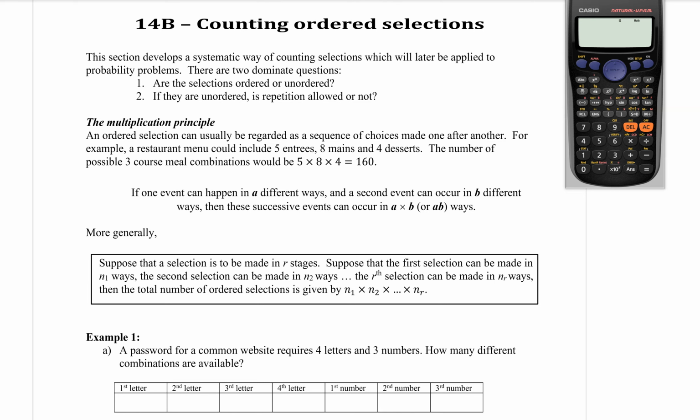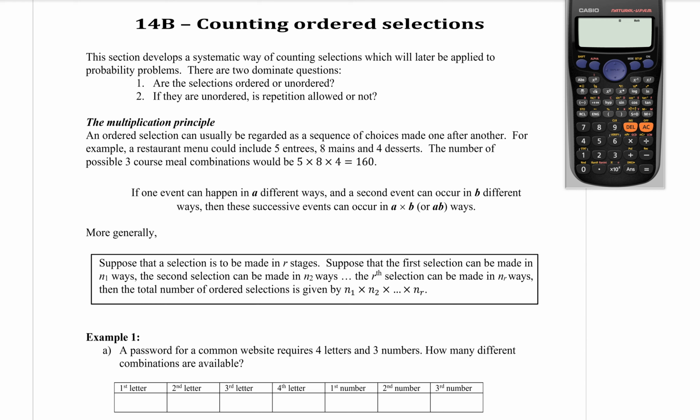Alright, let's get started. We are on exercise 14B. Last lesson we learned about the factorial. Very exciting. And we learned that we can use the factorial if we want to put some people in order in a line. So we used the example of 5 people at a bus stop. How many ways can we put those 5 people in a line? It was 5 factorial. So we're going to be using that a bit today.